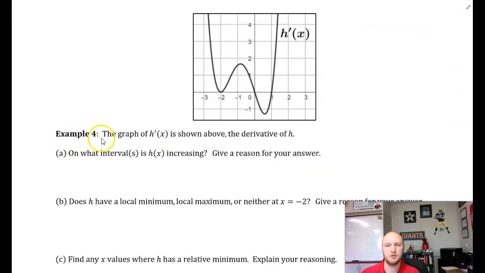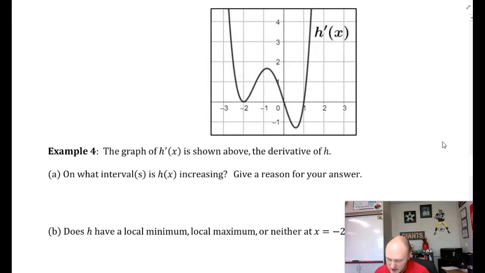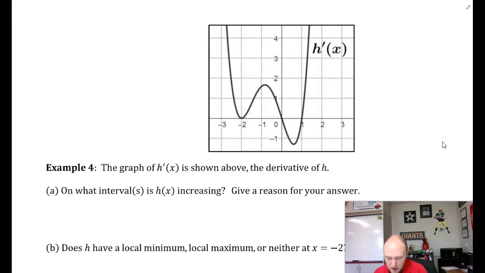So here, example number 4, it says the graph of h prime is shown above, the derivative of h. On what intervals is h of x increasing? Well, remember, h of x is increasing if its slope, h prime, is positive. So just looking at our graph here, h prime, if I make a derivative sign chart, here's h prime, and I find out, okay, where is h prime 0? Well, that is at -2, at 0, and that's it.